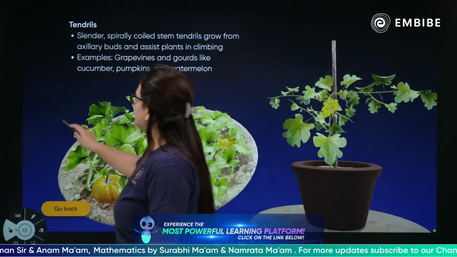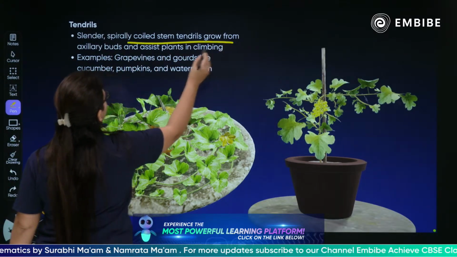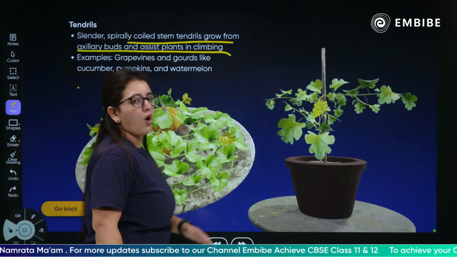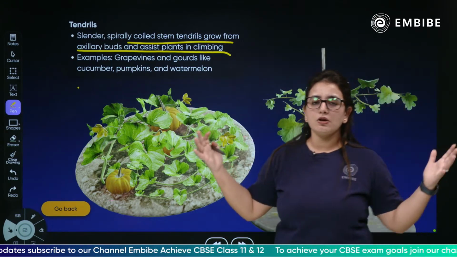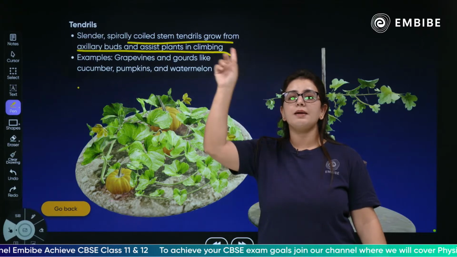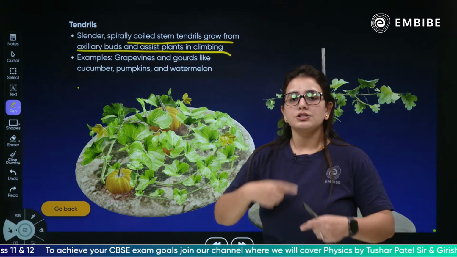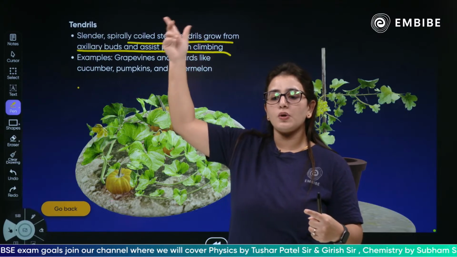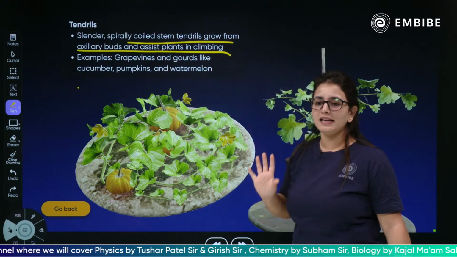Tendrils are spirally coiled stems that grow from the axillary bud and assist the plant in climbing. All of you must have seen certain plants at home or in your surroundings that just climb to the upper part. If you give them support, if you tie a rope, they will coil around the rope and keep on growing. We call this bel in Hindi.